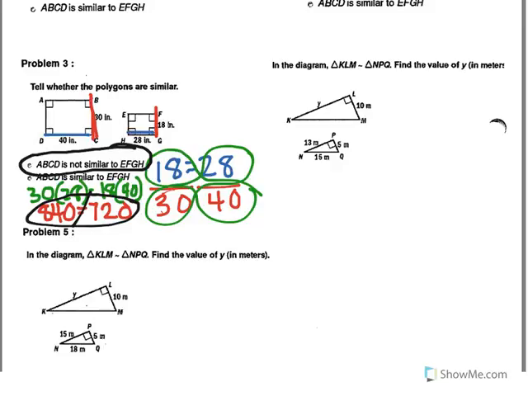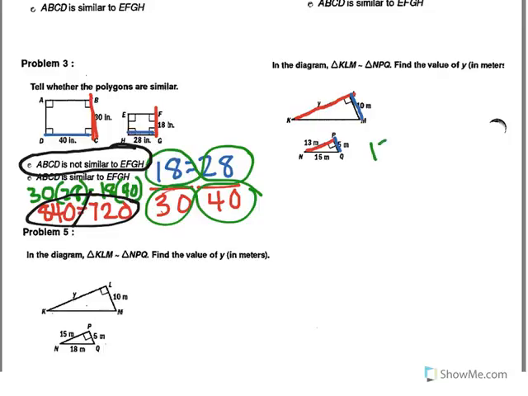Okay, number 4 is a little bit different. It says in the diagram, triangle KLM is similar to triangle NPQ. Find the value of Y. So what you're going to do is find your given information. They want you to find Y, and Y corresponds with 13 on the smaller triangle. And then they give you 10 on one side, and that corresponds with 5 on the little triangle.